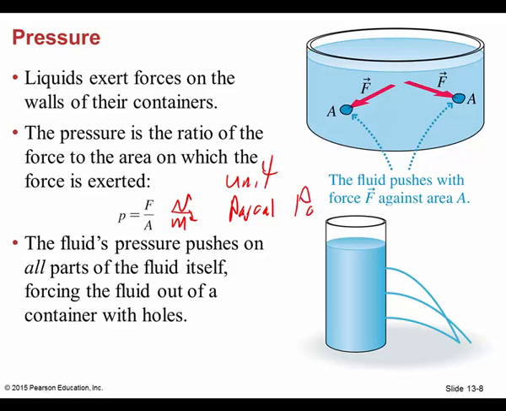1 Pascal, 1 Pa, is equal to 1 Newton per meter squared, okay? So in other words, if you apply 1 Newton of force on an area of 1 meter squared, you have 1 Pascal of pressure, and that is the SI unit.